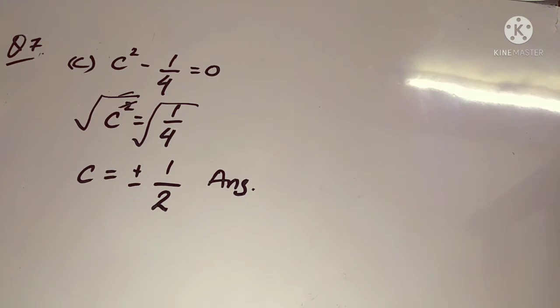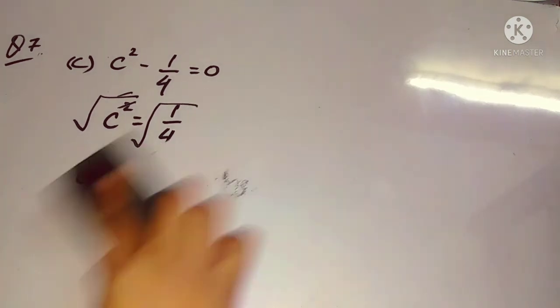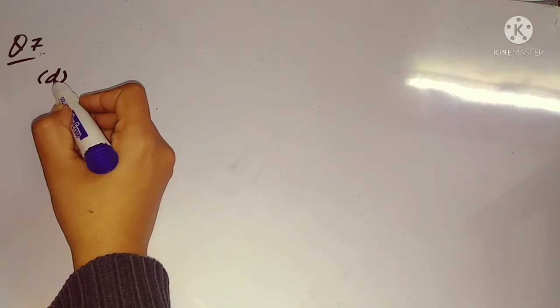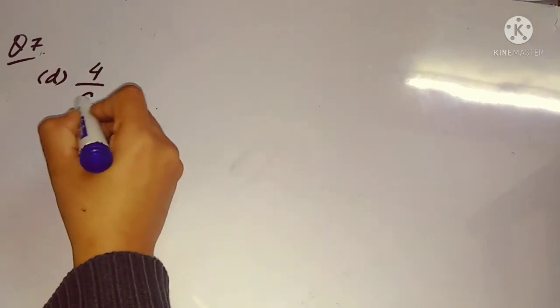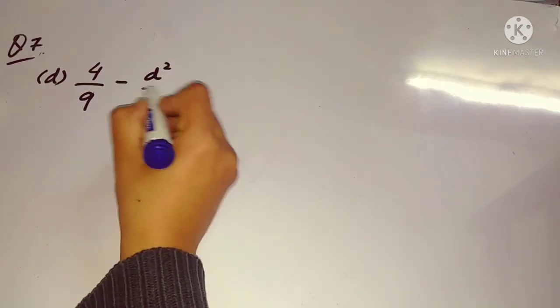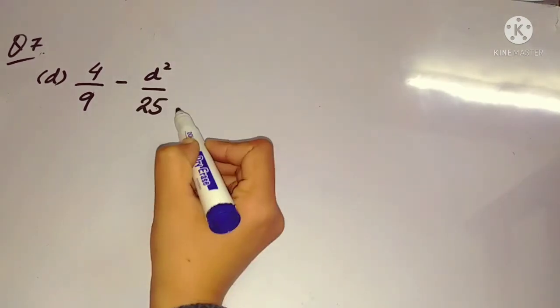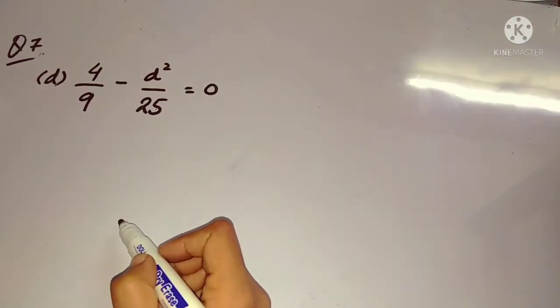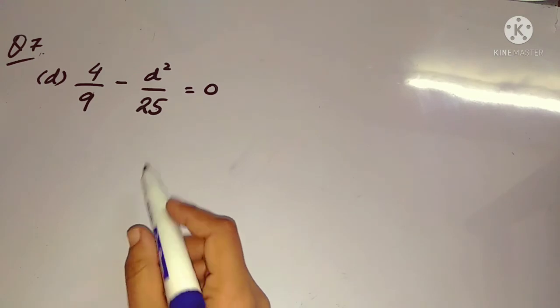Alright, I hope that part C is clear to you. Now let's move forward to the last part of this question. So let's write it. Alright, D part is 4 by 9 minus d square over 25 is equal to 0. Sisters, we have to find out the value of d. We don't need this constant now.